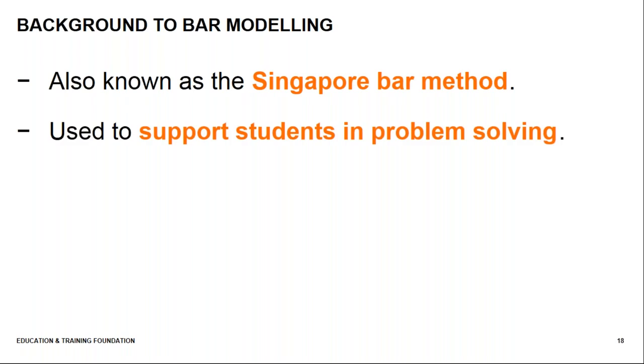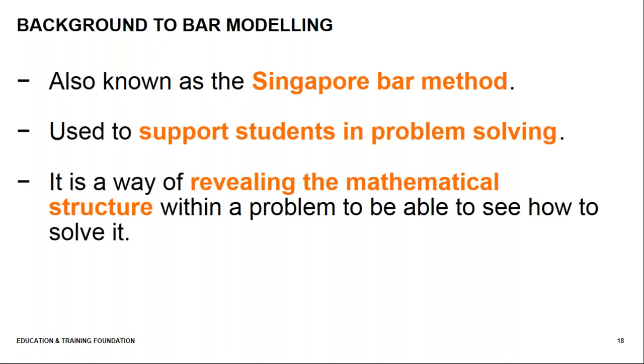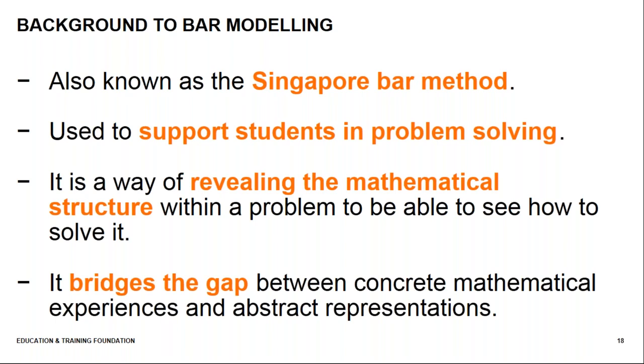It is used to support students in problem solving and is a way to reveal the mathematical structure within a problem. This is where I would use the Cuisenaire rods as a concrete resource, which can then be transferred to a diagram or picture if you like to think of it in those terms. Squared paper can be used to support students to set out the model neatly, which will give them the best chance possible of getting to the abstract representation. It bridges the gap between concrete mathematical experiences and abstract representations in the same way that Bruner's approach does.